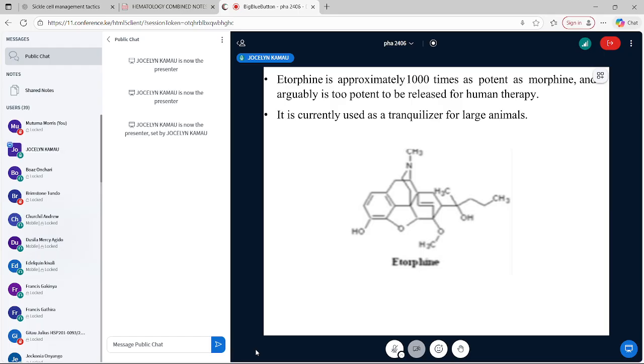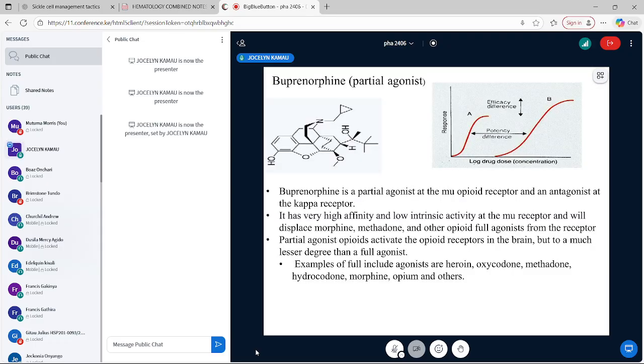Increasing dose does not increase agonist activity, and it also has an antagonist activity at the kappa receptor. Etorphine is approximately 1,000 times as potent as morphine, and arguably it is too potent to be released for human therapy. It is currently used as a tranquilizer for large animals. Like if you're talking about elephants, you want to transport them from one game reserve to another, you can use this as a tranquilizer and it will work.